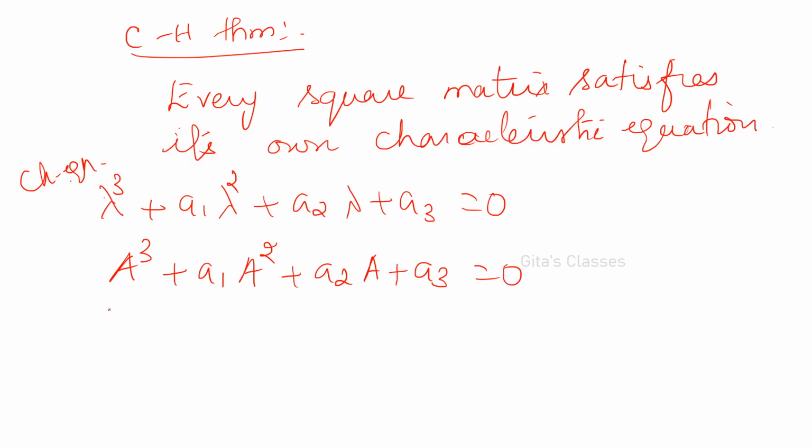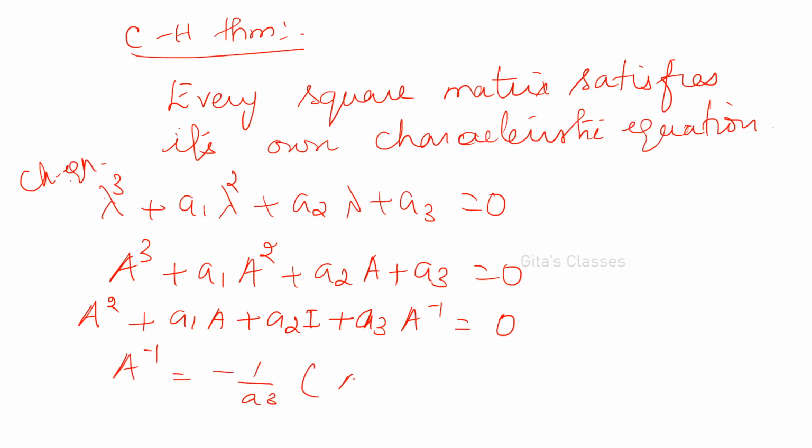From this, how will you find the inverse? You multiply throughout by A inverse. So A squared plus a1 A plus a2 I plus a3 A inverse is equal to 0. So bring this a3 A inverse. So A inverse is equal to minus 1 by a3 into A squared plus a1 A plus a2 I. Okay. So this is for finding A inverse.